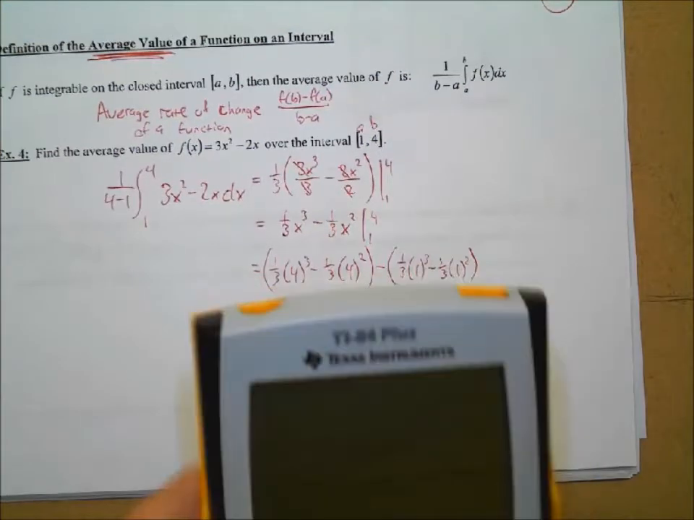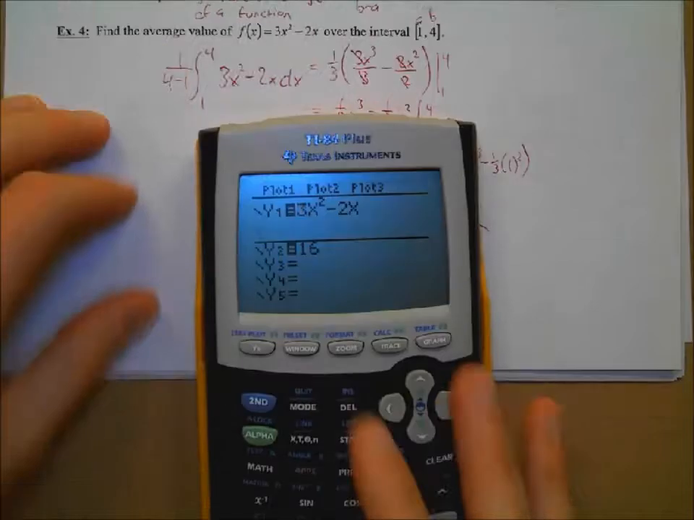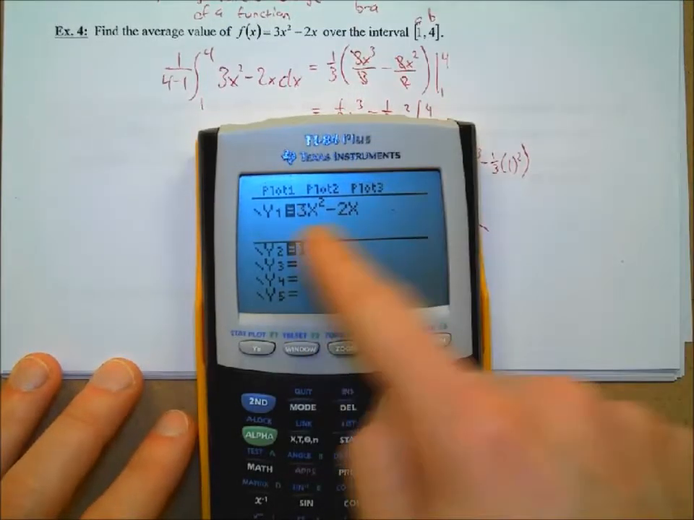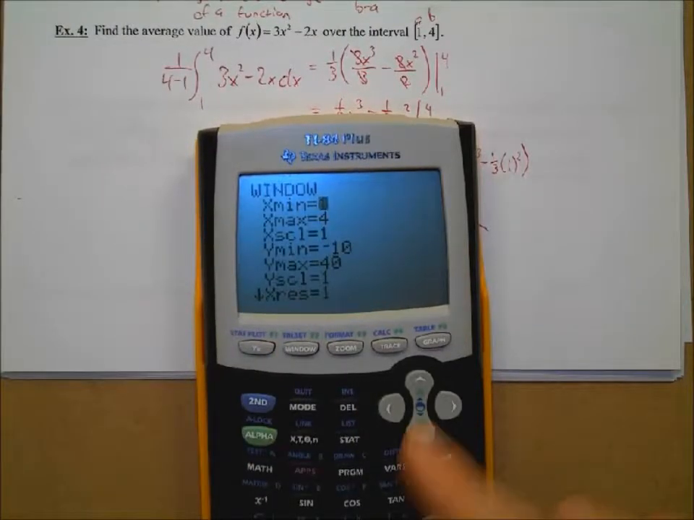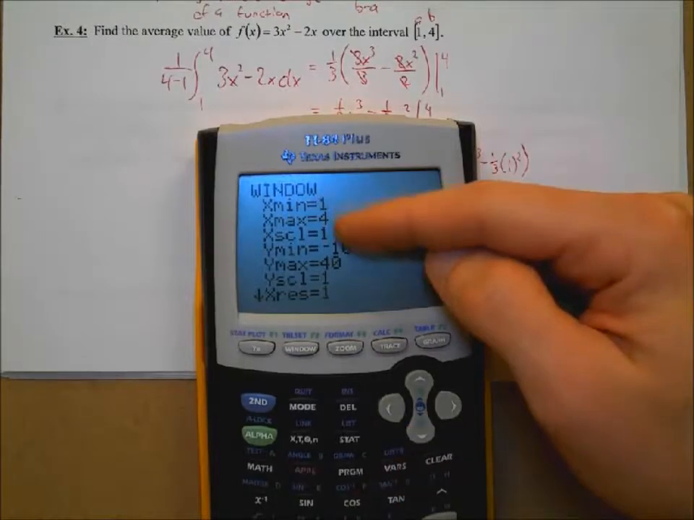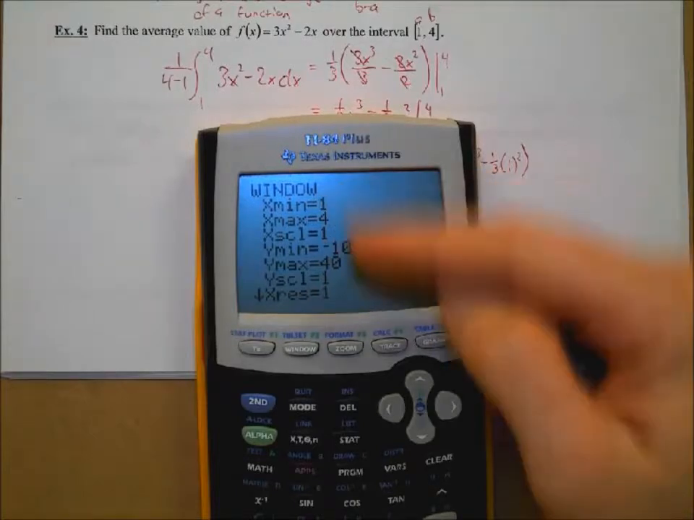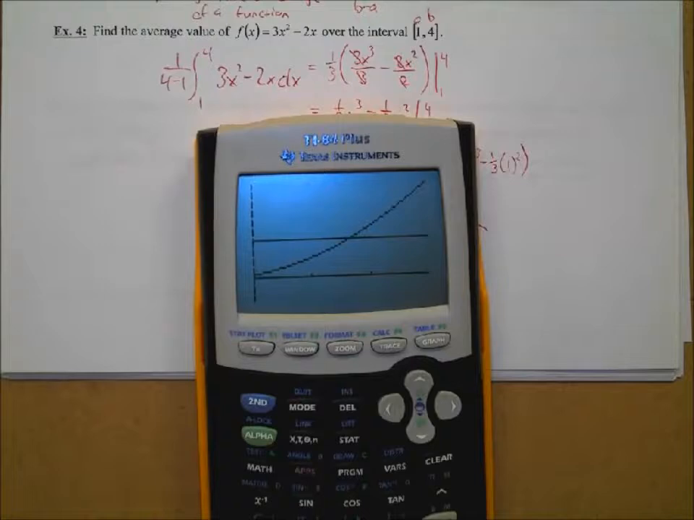If you'll permit me here to just kind of show you what this is. All right, I'm going to graph 3x squared minus 2x as my y1, which is the function whose average value we're trying to find over the interval from 1 to 4. I'm also going to graph 16, the average value of that function from 1 to 4. And then I'm going to adjust our window too. We're only interested in the interval from 1 to 4, so I'm only going to graph from 1 to 4. And then I also had to adjust the y because the graph didn't quite fit. All right, so there is the graph.